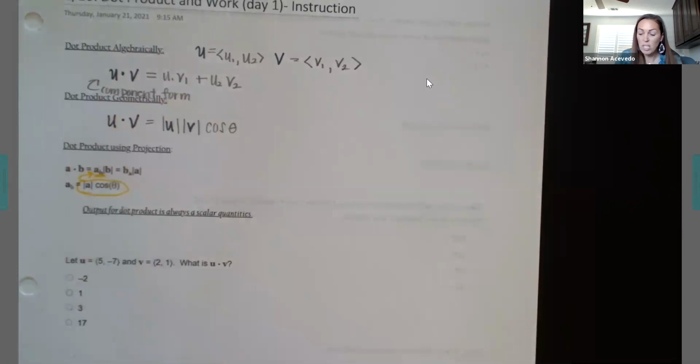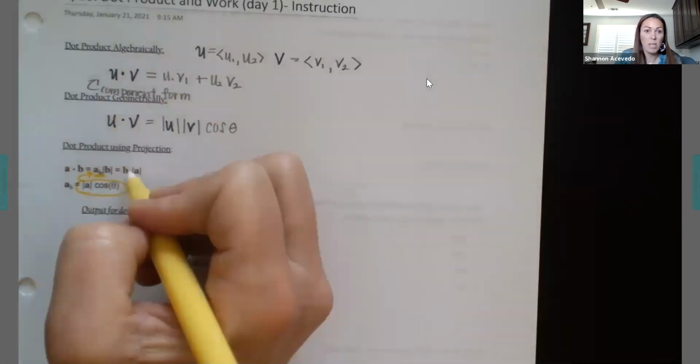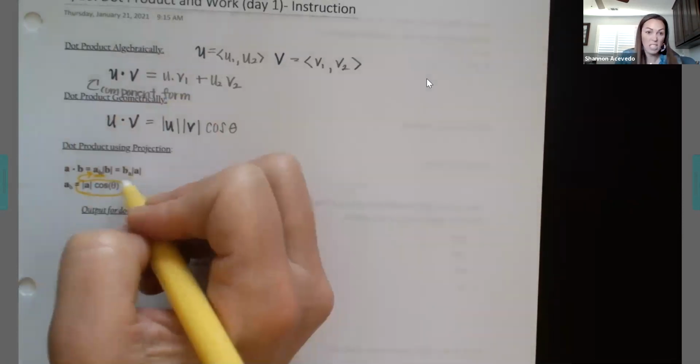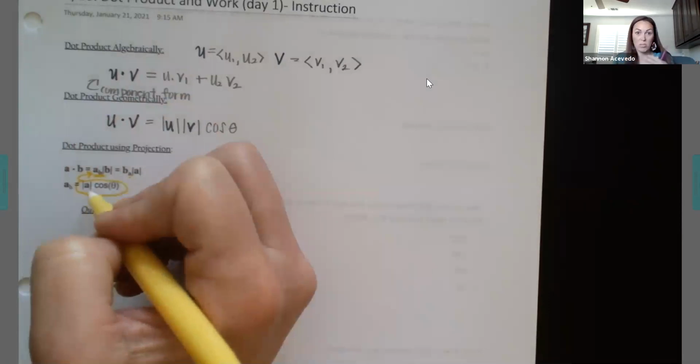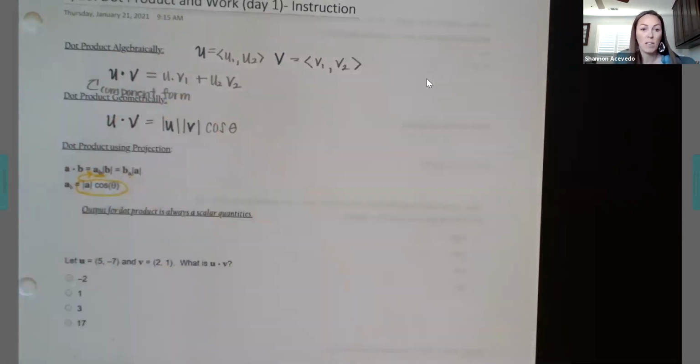If I wanted to project onto A, I would be using the magnitude of B here. So that would be the two differences. It just depends on what you're given.